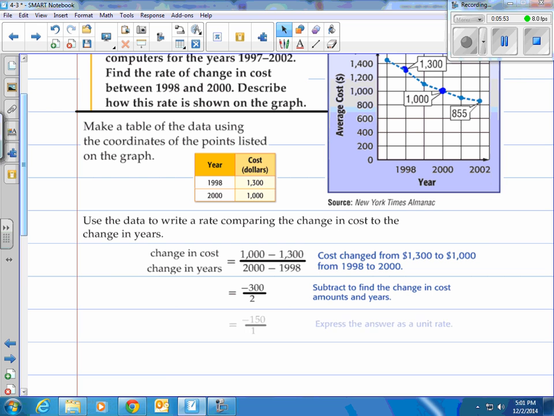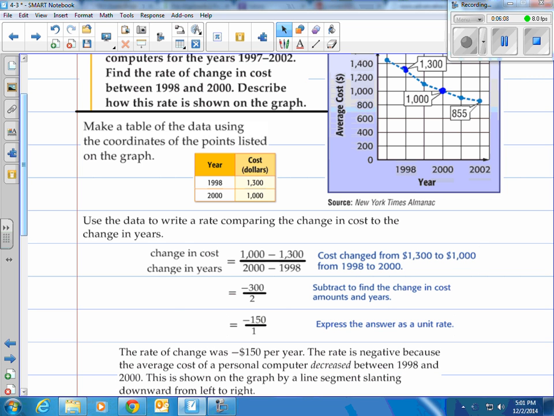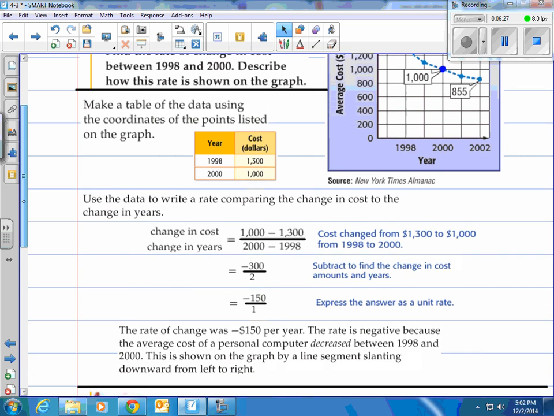What does that mean? We're going to express our answer, of course, as a unit rate, which is just reducing that or dividing those two. We have negative 150. In this case, it's going to be dollars over 1 year. So we would say that the rate of change was negative $150 per year. The rate is negative because the average cost of a personal computer decreased between 1998 and 2000. This is shown on the graph by a line segment slanting downwards, as we just described before. I'm going from left to right, downwards.